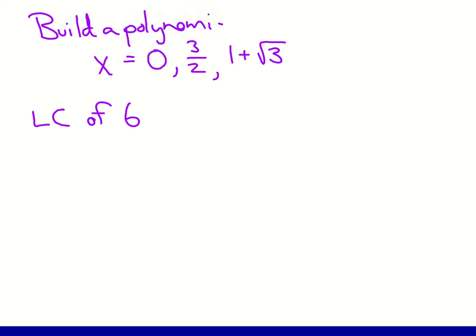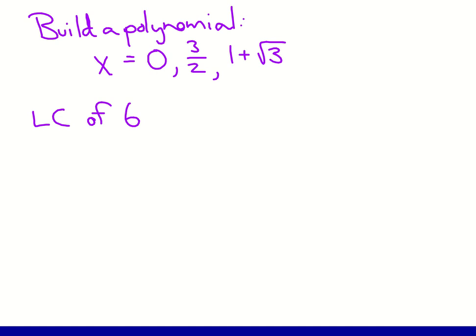So if I start doing what I did last time, I can take the zeros and turn them into their corresponding factors and then start multiplying them out. If you want to go ahead and try this on your own, feel free to pause the video and try this on your own.